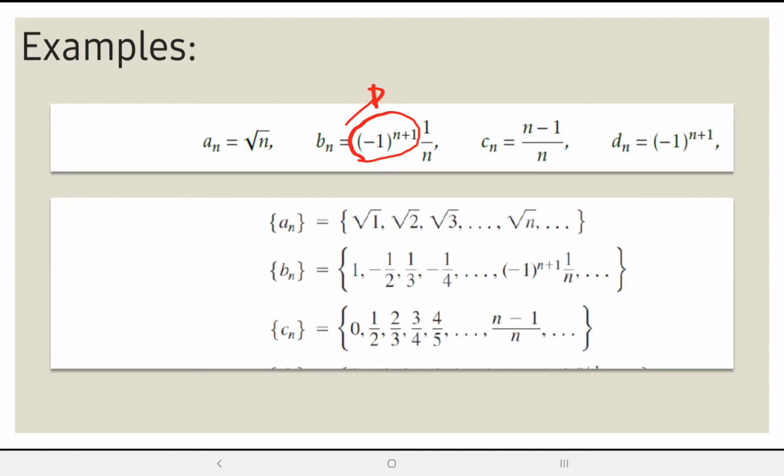Okay, depende kay n. Kasi magsisimula tayo kay negative 1 raised to 2, magiging positive 1. Pag raised to 3 na, magiging negative 1, tapos positive 1 ulit. Okay? So, nag-iiba-iba talaga yung value niya. Kaya siya tinawag na alternating series, or alternating sequence. And then next, we have c sub n equal to n minus 1 over n. And then we have, again, an alternating sequence which is negative 1 raised to n plus 1.